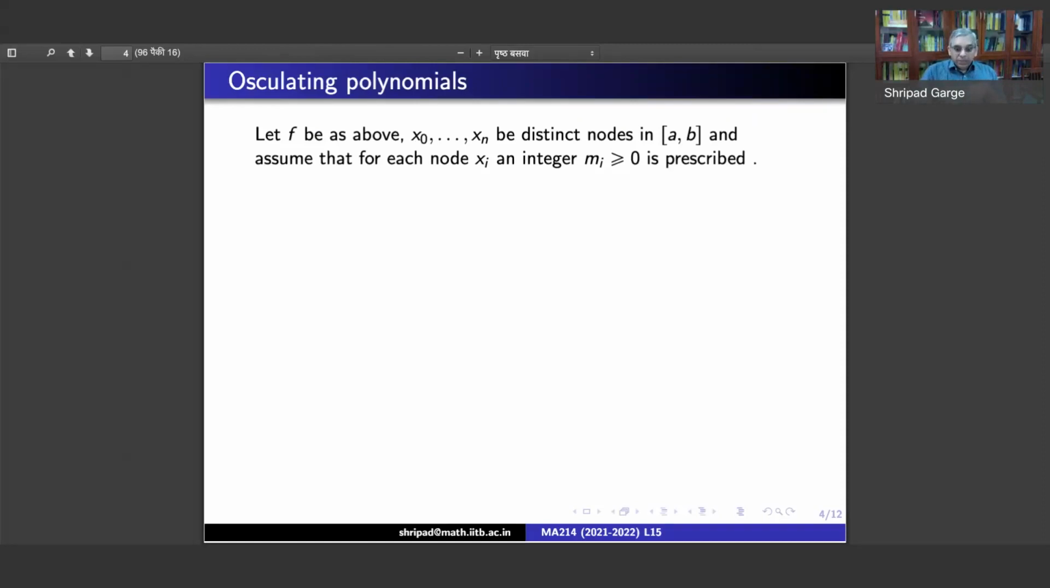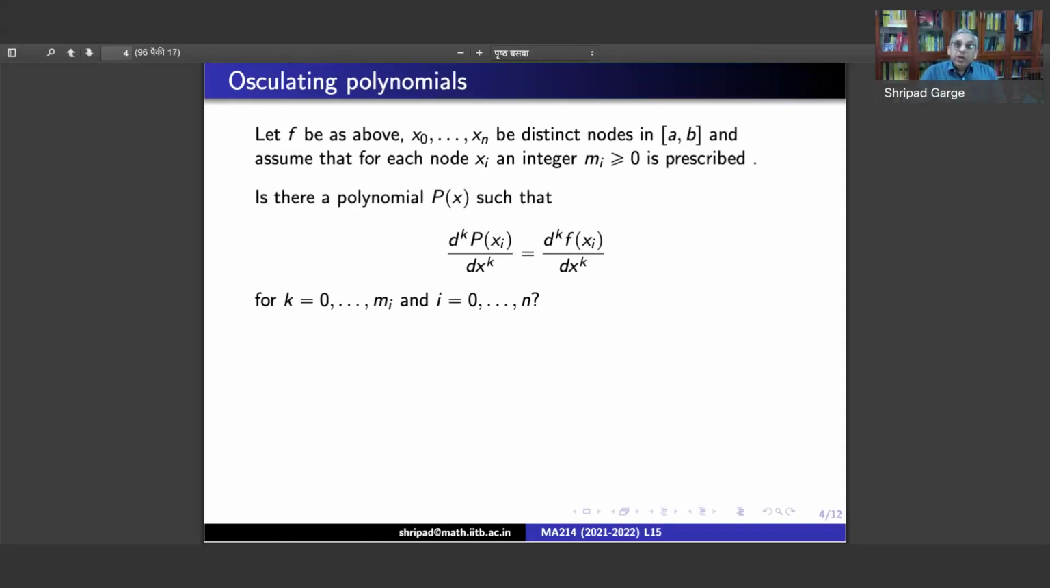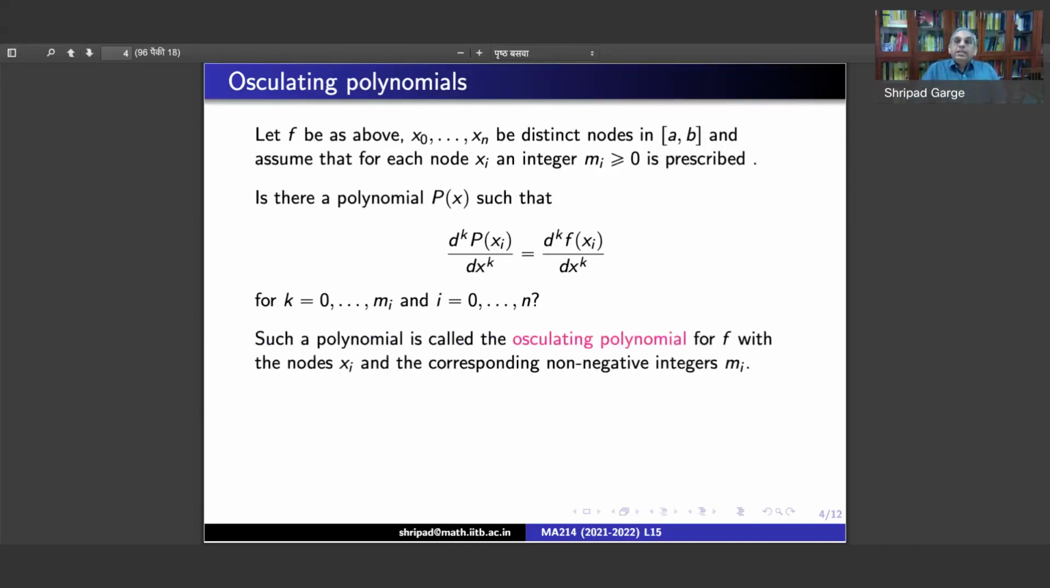Then is there a polynomial capital P with the property that for each i, the kth derivative d^k/dx^k of P at xi is the same as the kth derivative of the function f, where k goes from 0, 1, 2 up to mi? Is there such a polynomial? This is what we would want to ask, and the answer is, of course, there is such a thing. Such a polynomial is called the oscillating polynomial with the corresponding nodes xi and the non-negative integers mi.